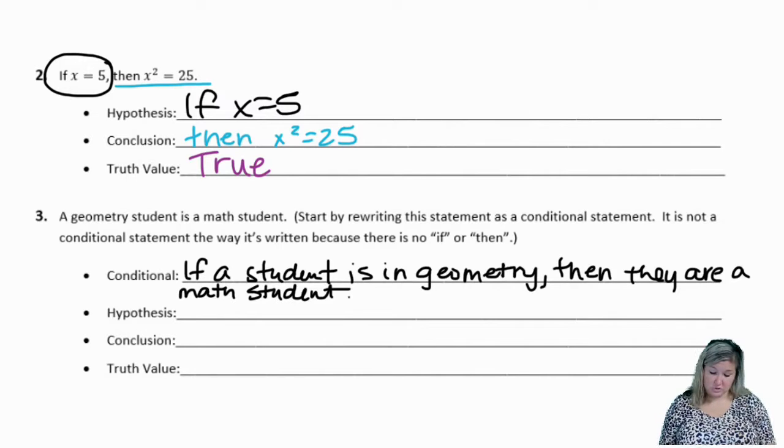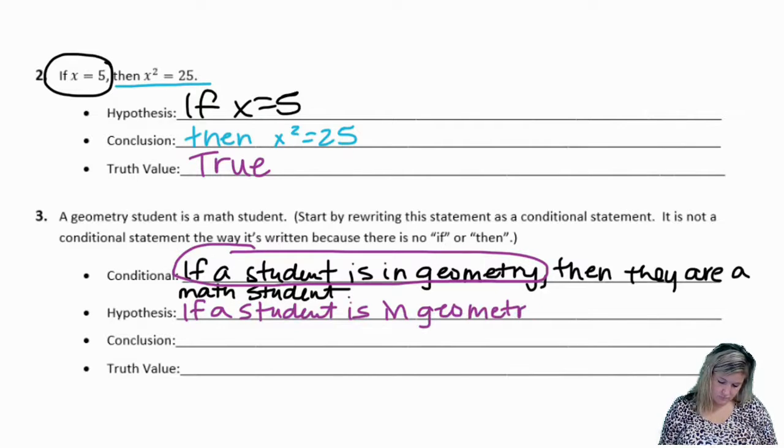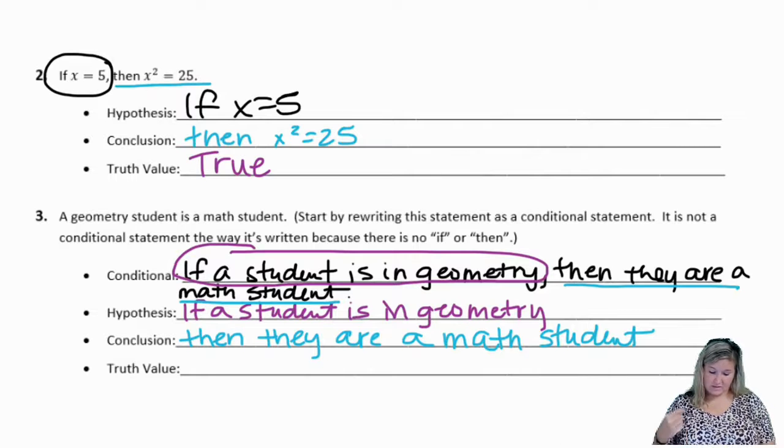All right, so we're going to circle the hypothesis still. If a student is in geometry, that's your hypothesis. Then they are a math student. And the truth value of this is true. So if you're in geometry, you're a math student.